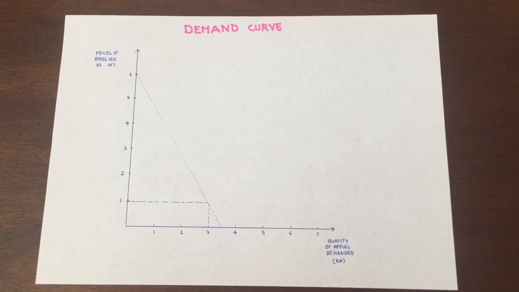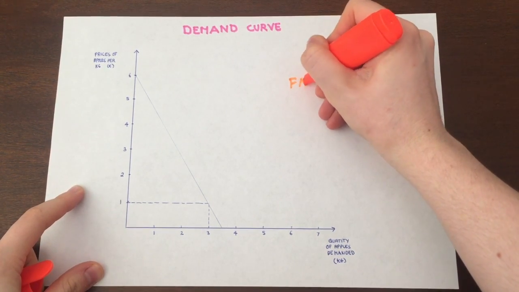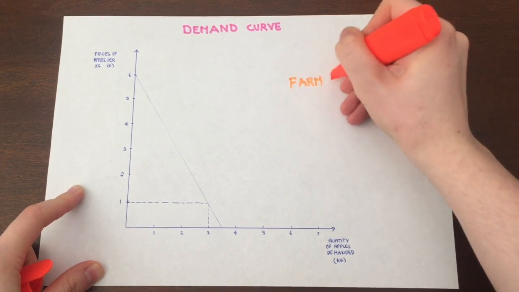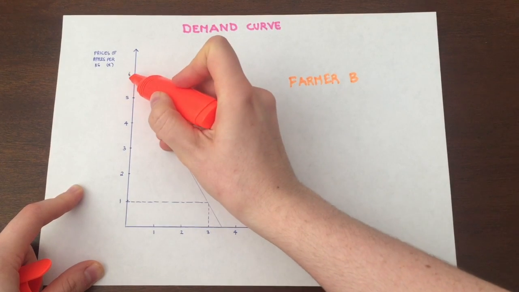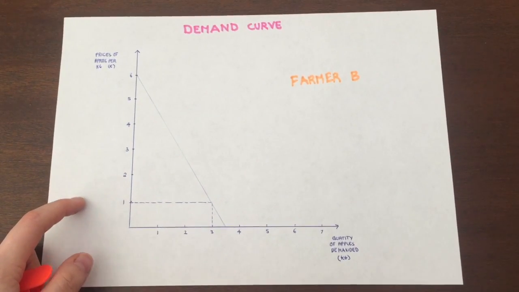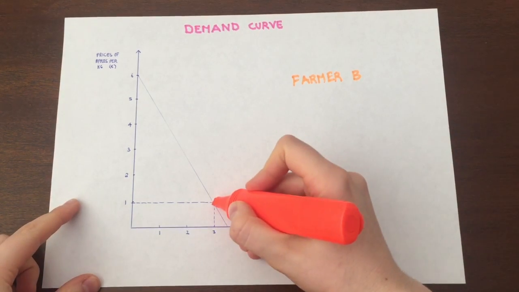But not every farmer may choose to sell their produce at the same price. We can see this in farmer B's demand curve. Like farmer A's demand curve, if he sold his apples at €6 per kg, the demand curve shows that there would be no demand whatsoever. But the demand curve shows that if the apples were sold at €1 per kg, the quantity of apples demanded would be 3 kg.